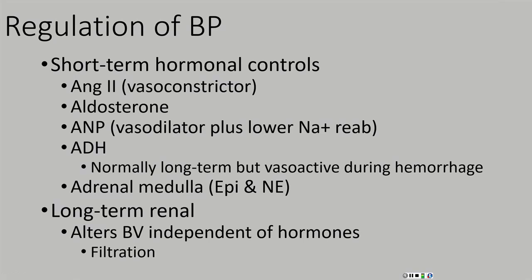Well, let's talk about regulation of blood pressure with hormones. Now, we've talked about these a little bit already. Angiotensin II, I mentioned when we were talking about peripheral resistance previously. Angiotensin II is the most potent vasoconstrictor in the body. It causes vasoconstriction, increasing peripheral resistance, which increases blood pressure.